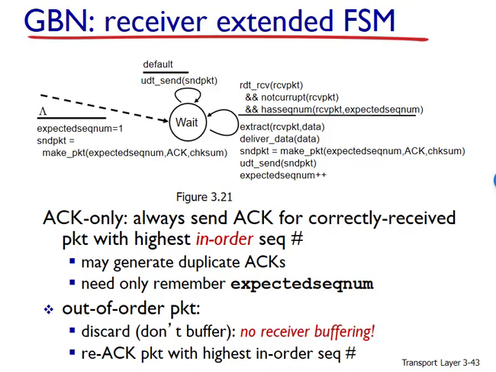The advantage of this approach is the simplicity of receiver buffering. The receiver need not buffer any out-of-order packets. So while the sender must maintain the upper and lower bounds of its window and the position of the next sequence number within this window, the only piece of information the receiver need maintain is the sequence number of the next in-order packet. This value is held in the variable expected sequence number, shown in this receiver state machine in Figure 3.21.